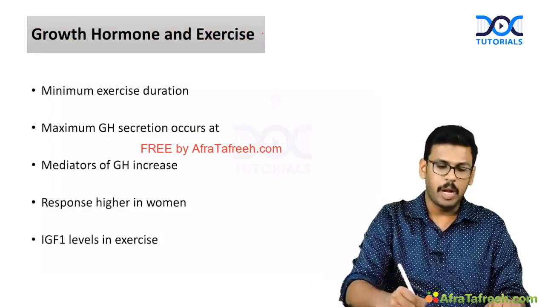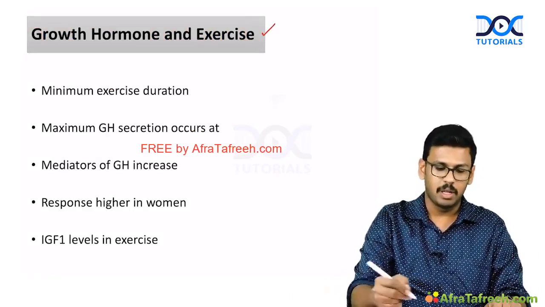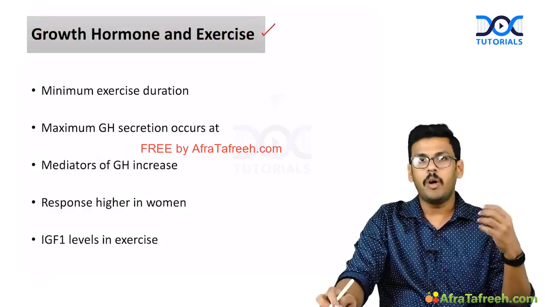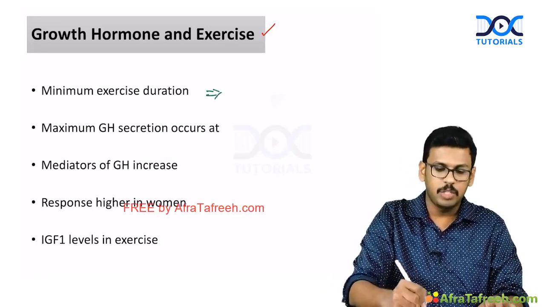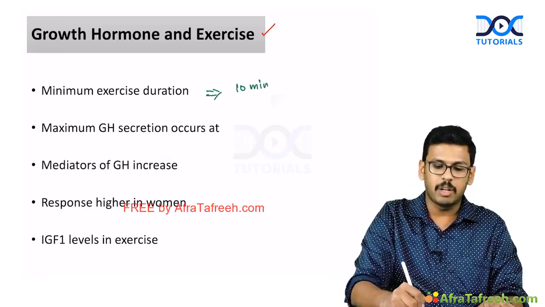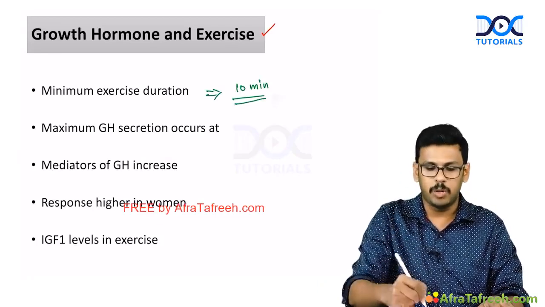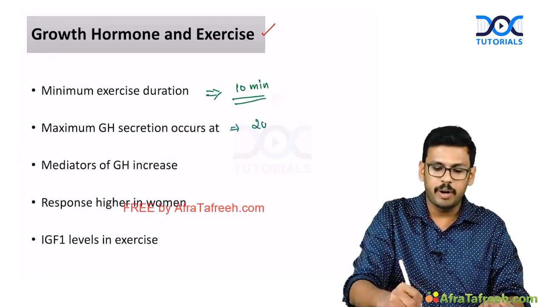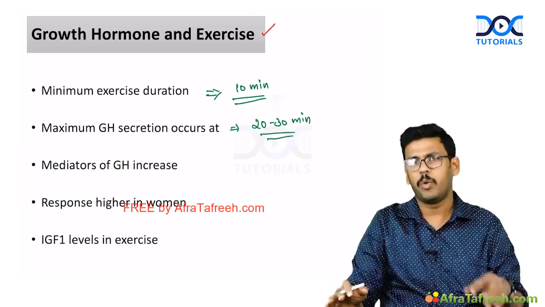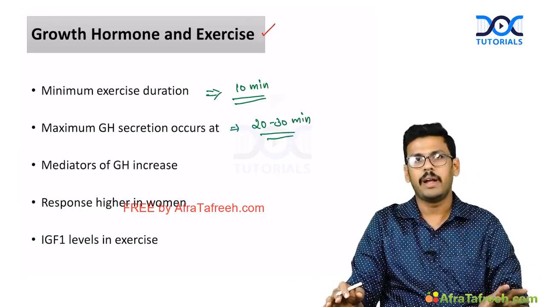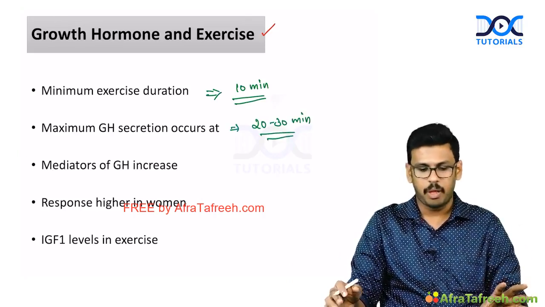Now, a few points with regards to growth hormone and its role in exercise. Growth hormone level will not increase as soon as the exercise is started. A minimum exercise duration of 10 minutes is required for the growth hormone to start rising, and the maximum growth hormone secretion occurs at 20 to 30 minutes, or books say 25 to 30 minutes. So only after 20 minutes you will get a sudden spike in growth hormone secretion.